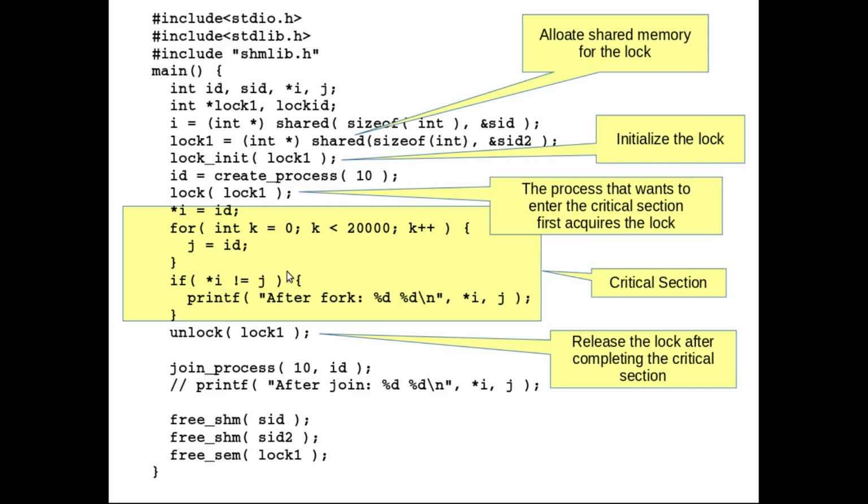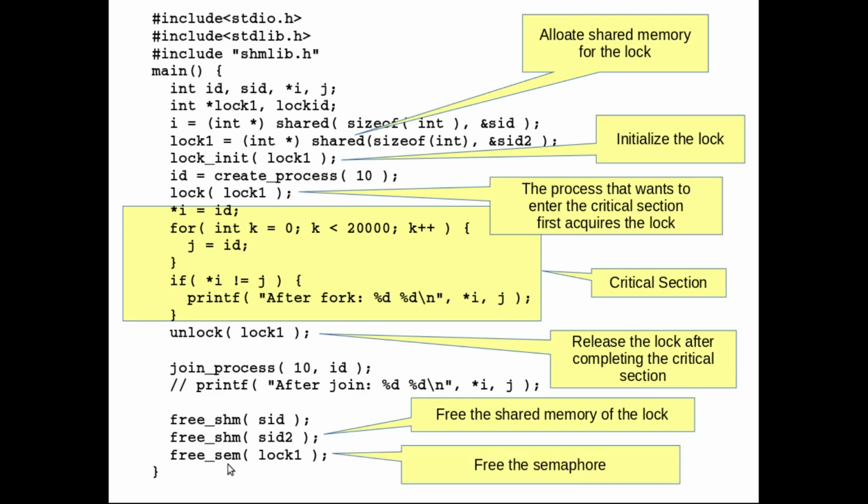So in this way we can coordinate the access to the shared location, and at the end of the program we need to free the shared memory like we did before, and in the case of the lock we also need to free the semaphore. So this program shows how to use locks.